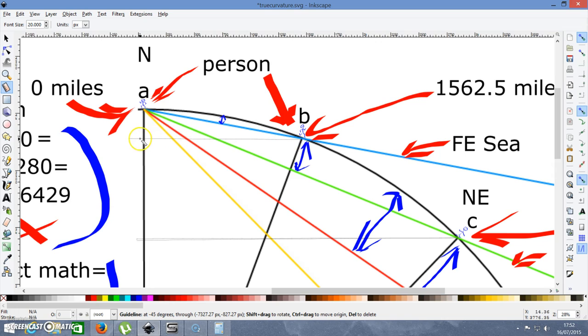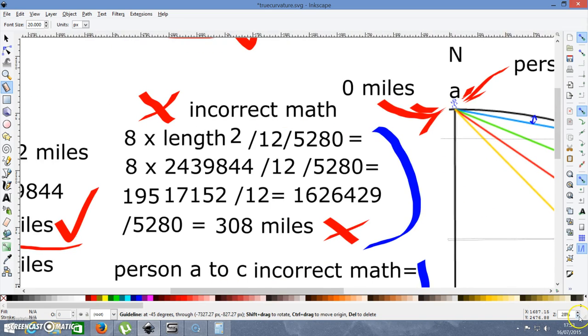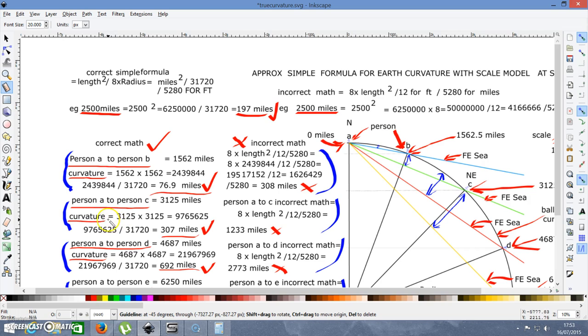Now, even from here up to the top of the Earth is 275 miles. So where is this 308 miles? It doesn't exist on this model in reality. The second distance we measure here, from here up to here, 302 miles. So that's from A to C, 302 miles of curvature. What does the math say? 307. Oh, 5 miles out.